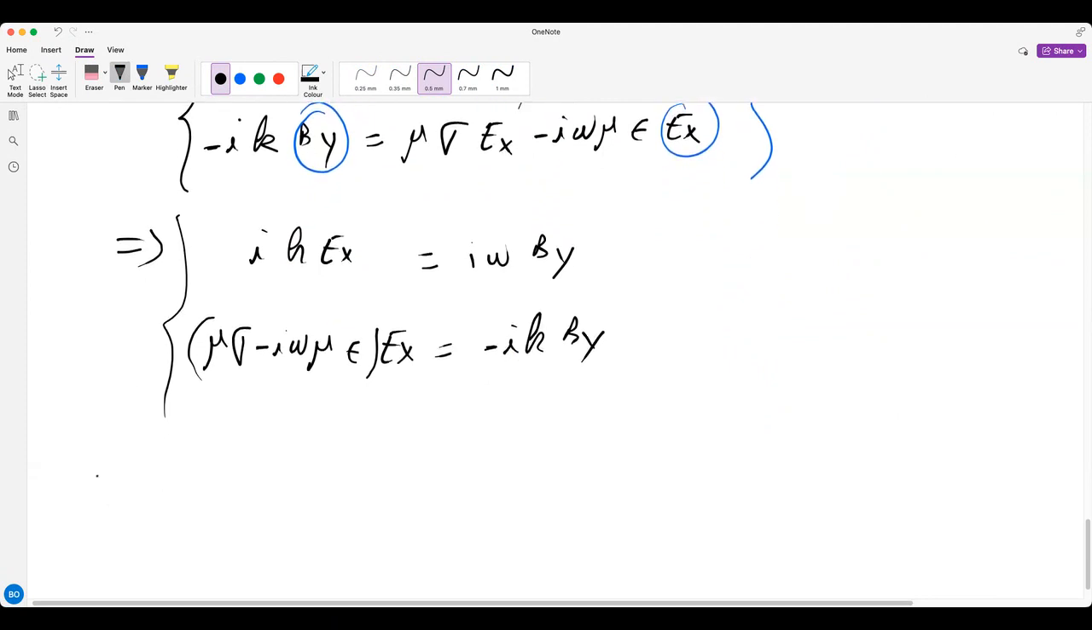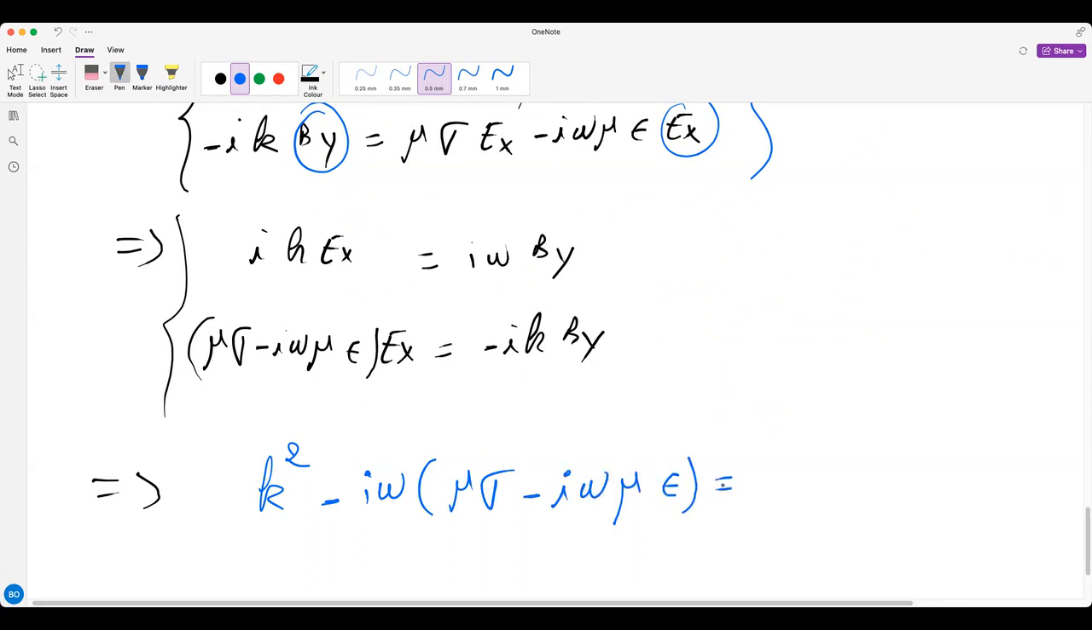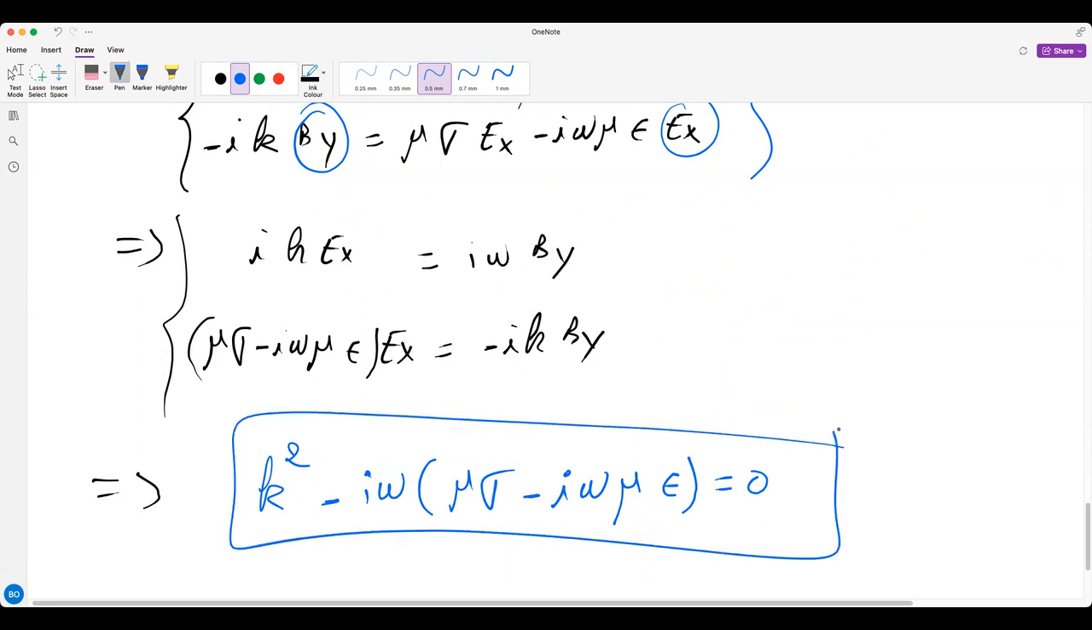And then we will obtain a very, very important equation in electromagnetism, actually in electromagnetic waves. This is k squared, which is the wave number, minus i omega mu sigma minus i omega mu epsilon equal to 0. This is called the dispersion equation.